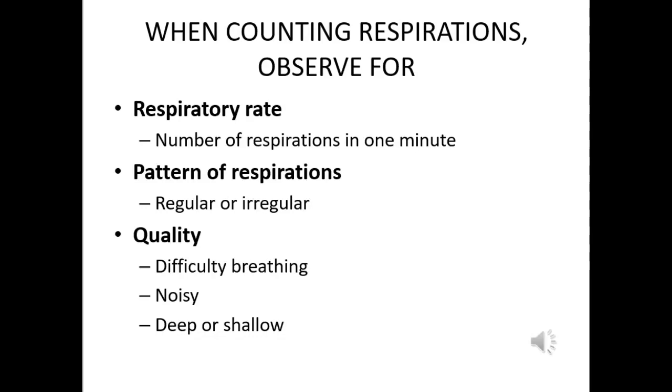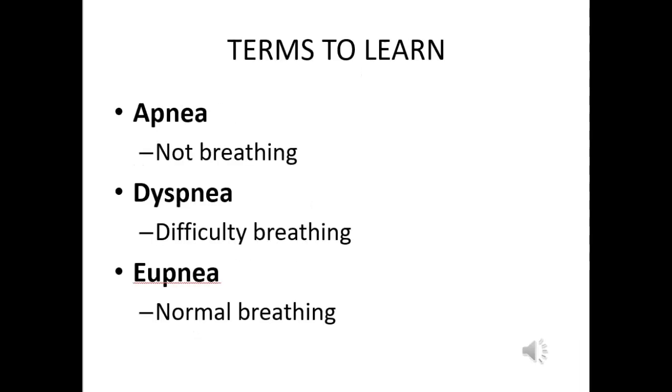Now here are some terms that you're going to want to know that you might see on the test. Apnea is not breathing. So we know that a or an means lack of or without, and pnea refers to breathing. So apnea is not breathing. Dyspnea is difficulty breathing. Once again, dys is difficulty and pnea refers to breathing. Eupnea is normal breathing.